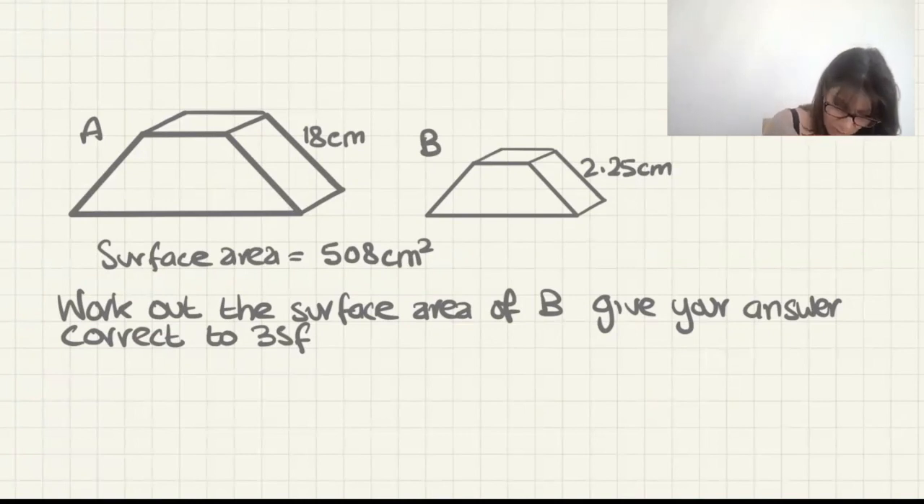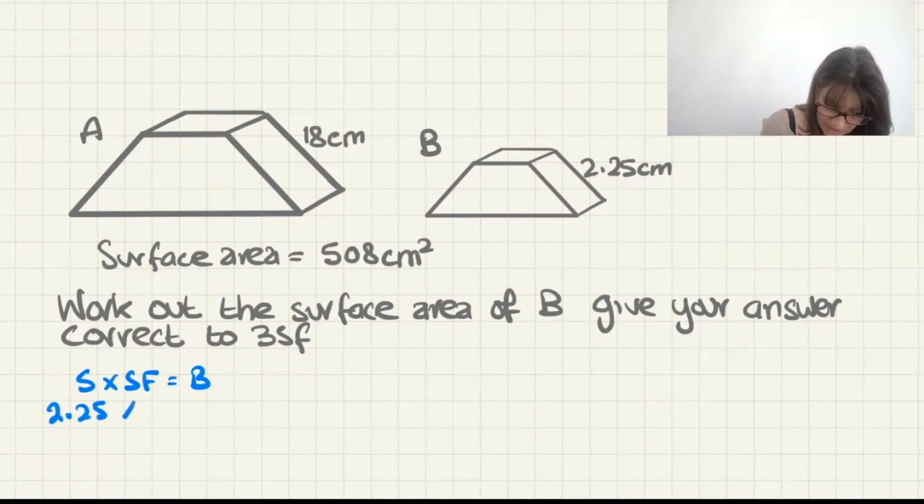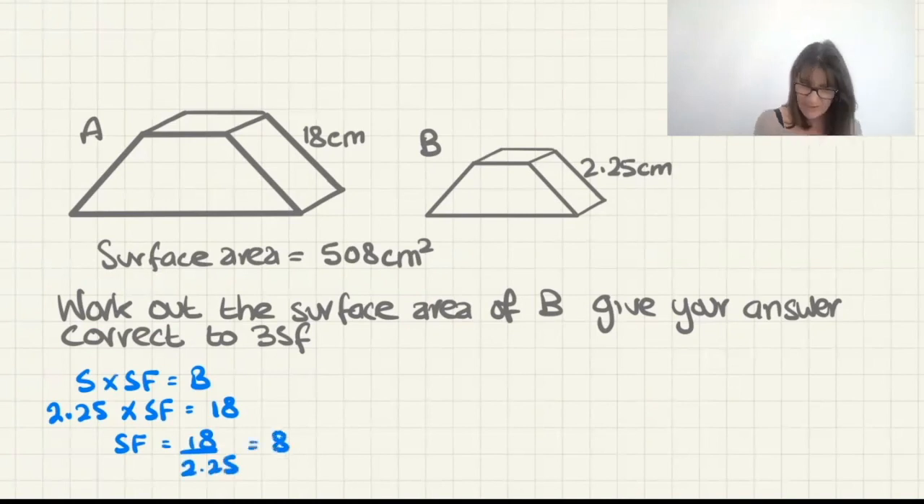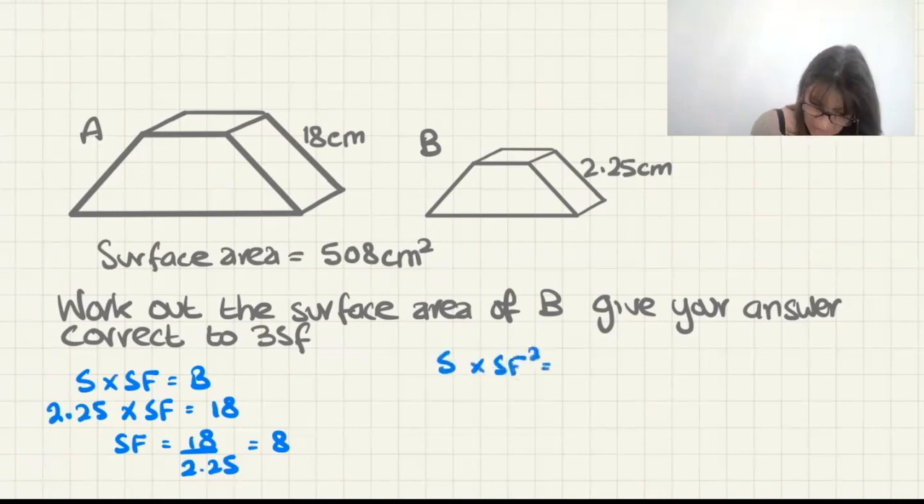So I've got small times scale factor equaling big. My small is 2.25. Times that by my scale factor, and it gets me 18. So my scale factor is 18 divided by 2.25, which is a nice simple number, 8. So that's good. Now we're going to be looking at area. So it's the scale factor squared. So small times scale factor squared equals big. Small is what I don't know. I know that it's 8 squared now, equaling 508.